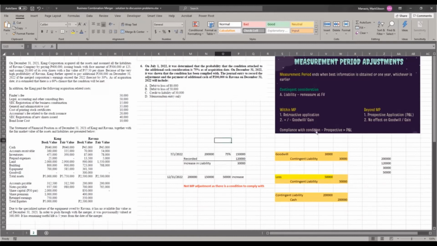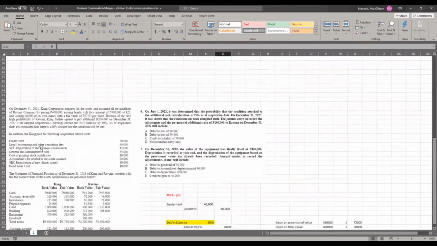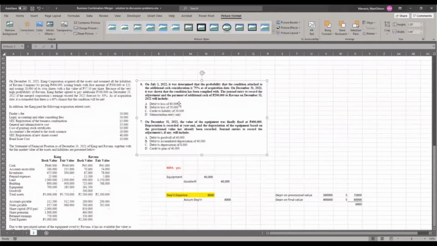Okay, so that's how we should treat contingent consideration if there is a condition attached to it. So that's requirement number 6. Now, moving on to requirement 7.